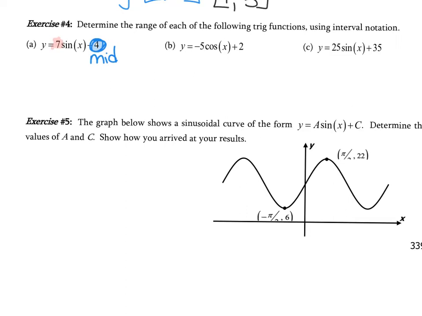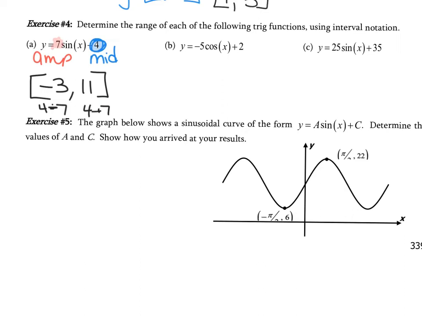And the 7 is my amplitude. So if I want to find my range, I'm going to make a hard bracket, and I'm going to take my midline of 4 and subtract my 7. That gives me a -3. I'm going to take my 4 again, my midline, and I'm going to add 7, and that gives me 11. So my range is from -3 to 11. Please double check it in your calculator and let me know if that's not correct.